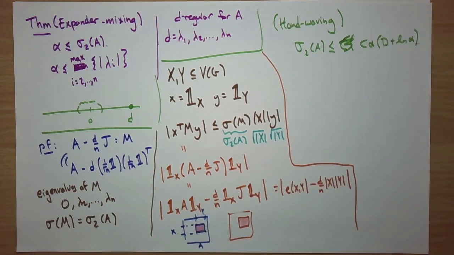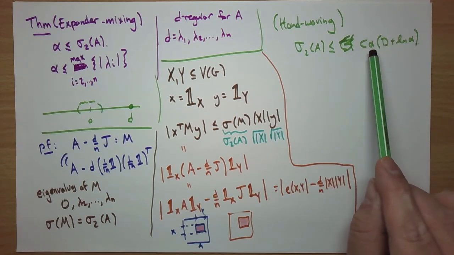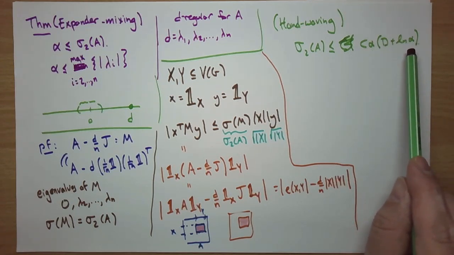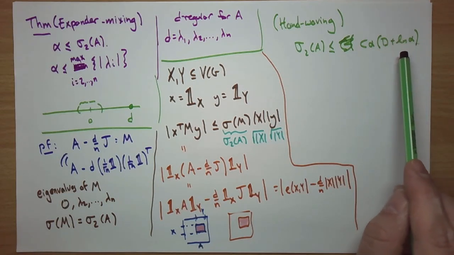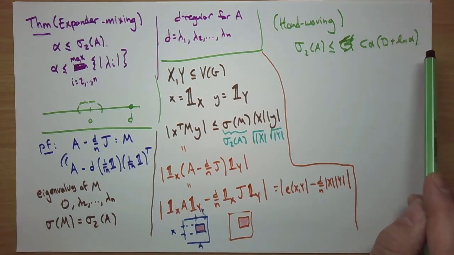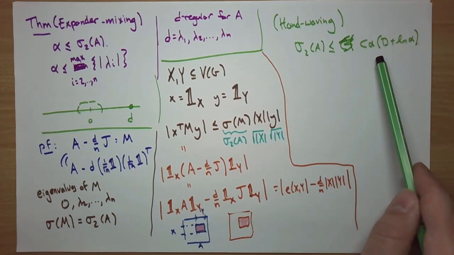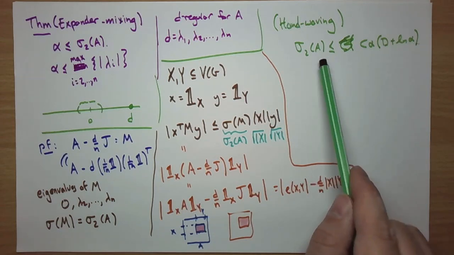I'm going to wave my hands. Just say that that's true. Now, you might say, this makes me nervous because I see a log of alpha, and if alpha is small, log of alpha tends to be large, but alpha log alpha goes to 0 as alpha goes to 0. All right, so if alpha is small, then that says sigma 2 is small.